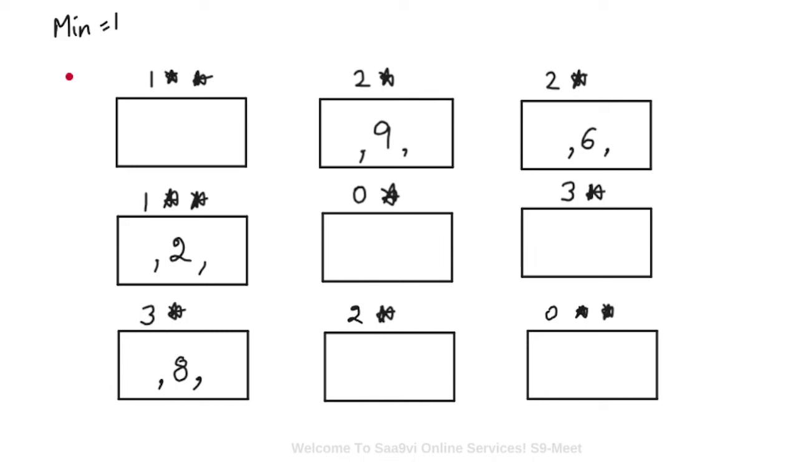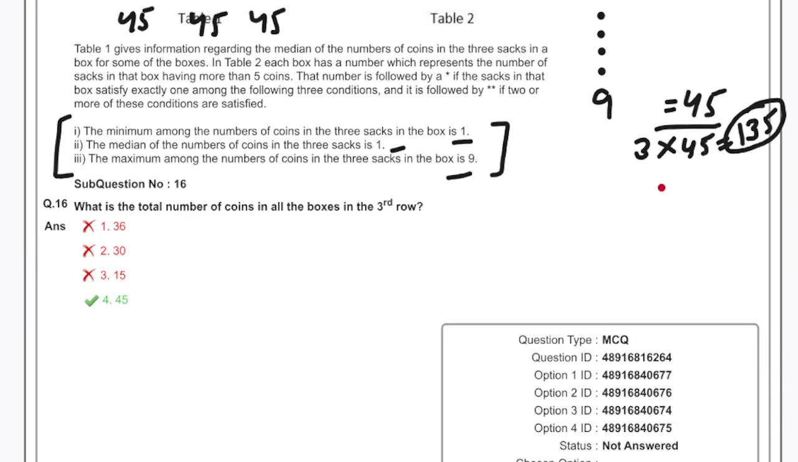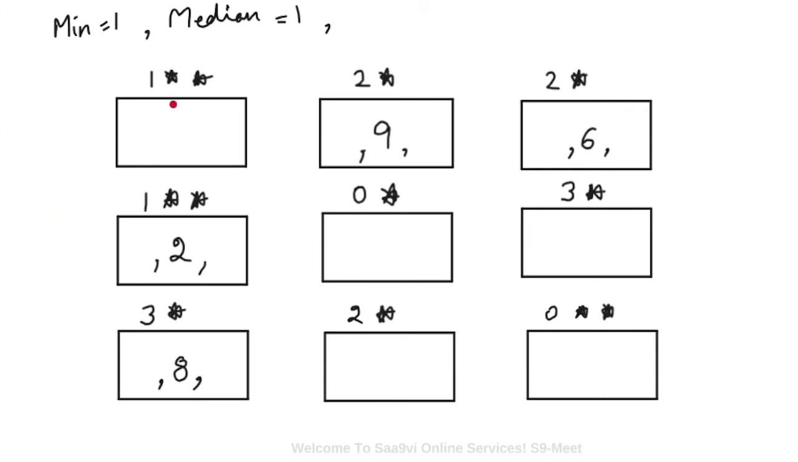Second condition, the median, that is 1. And the third condition which they had, that is the maximum in any sack, that is also going to be 9. So out of these three conditions, one star means one of these conditions is going to be satisfied, and 2 stars means two or all three will be satisfied. Now let's start looking at the questions.